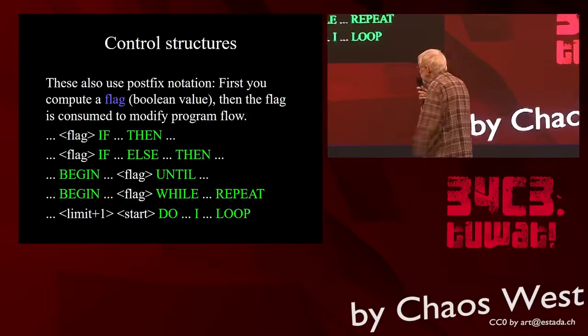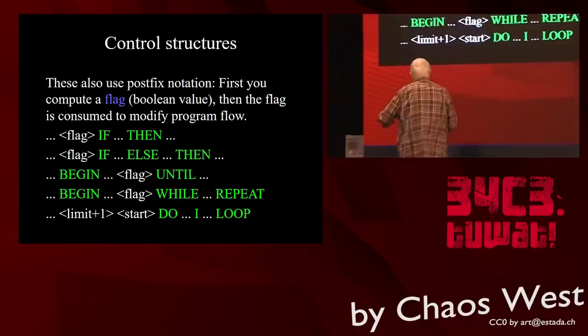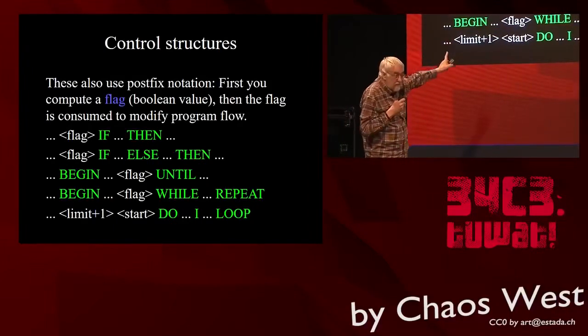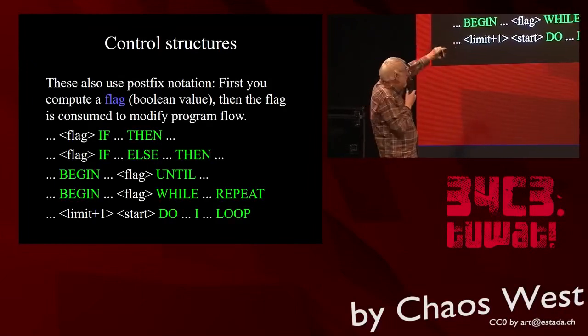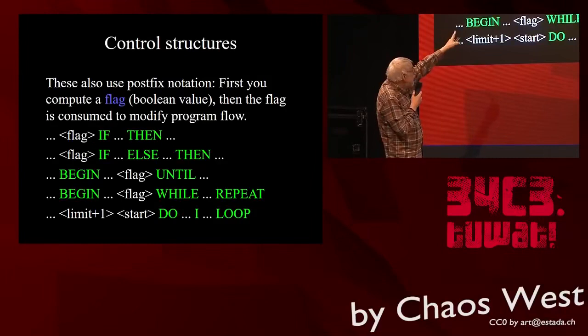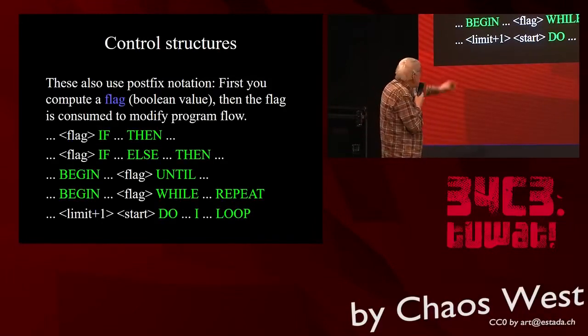In this case, if we have the if clause, then we first compute a flag, however complex that might be, and then the if interprets the top item on the stack as the flag. If the flag is true, the code between if and then will be executed, and if the flag on top of the stack is 0, then a jump after then is performed. So if-else-then is also more or less easy to understand, although the syntax is unconventional. If the flag is true, we execute the code between if and else. If it is false, we execute the code between else and then.